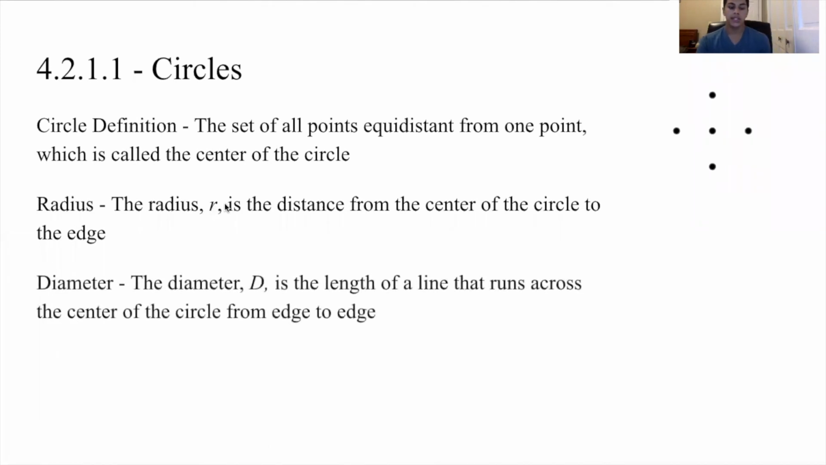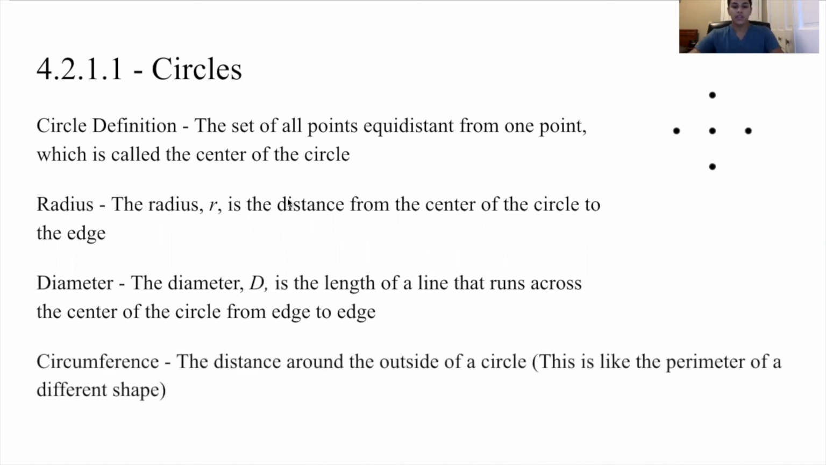So then we learned the diameter, which is a capital D, is the length of a line that runs across the circle through the center of the circle from one edge to another edge. And the diameter is always going to be twice the radius, because the radius is the distance from the center to an edge, and the diameter is the distance from an edge to an edge. So that's always going to be twice the radius. And then finally, the circumference is the distance around the outside of a circle, and we label that as C. You can think about the circumference as the perimeter of the circle, but we have a special name for it.